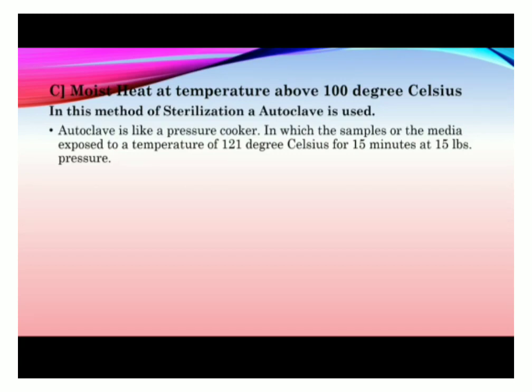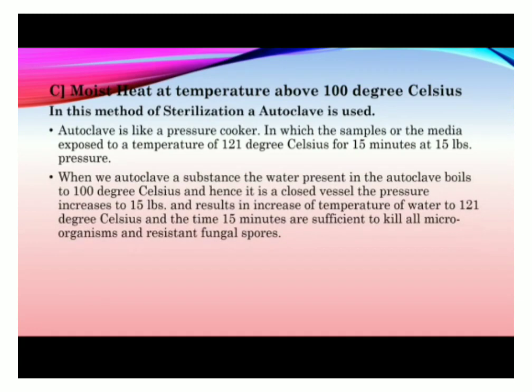Water is added in that autoclave. You have to keep your samples in that and close the autoclave. The temperature reaches 121 degrees Celsius. Keep that autoclave for 15 minutes and the pressure is increased to 15 lbs. Now let's see how it works. When we autoclave a substance, the water present in the autoclave boils. When we start the autoclave, the water starts boiling and the temperature reaches 100 degrees Celsius.